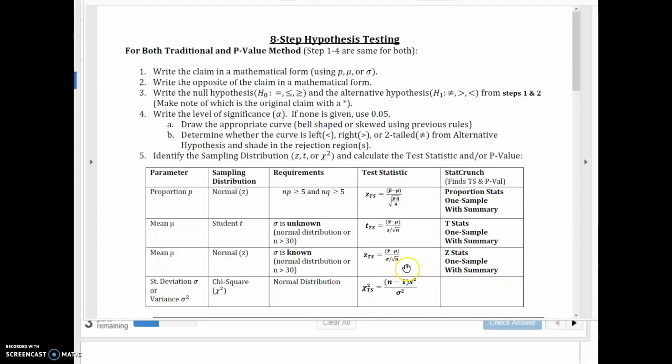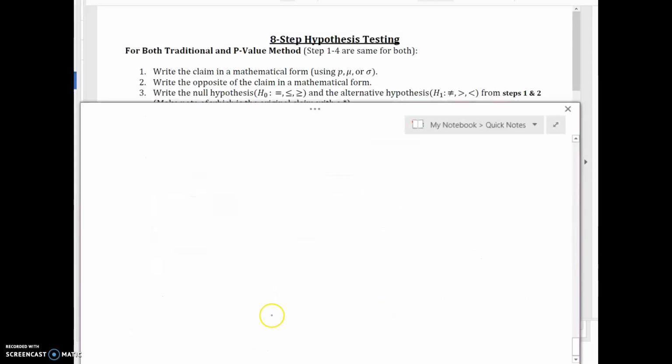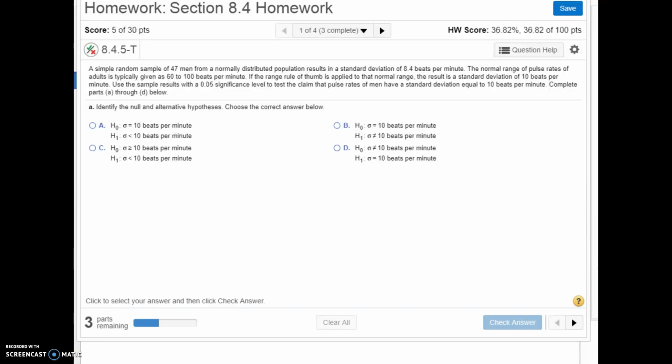So we are going to have to use the formula here, where any of the other times you had a choice, or depending what they gave you, you could use the formula or the StatCrunch steps. Here we are going to have to use the formula. But first, let's look at our claim.